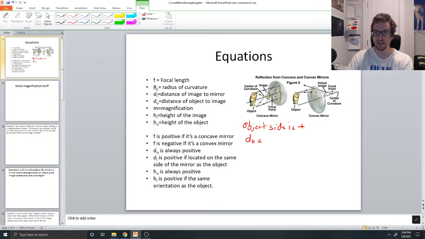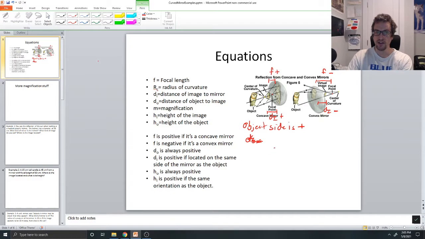But di can be positive or negative. This one right here is di, and it's positive. And in this case, that's di, and it's negative. The focal point can also be positive or negative. So this f right here is positive, and this f right here is negative. The height of the object is also always positive, and hi is positive when it's the same orientation. We'll talk a little more about that in a second.